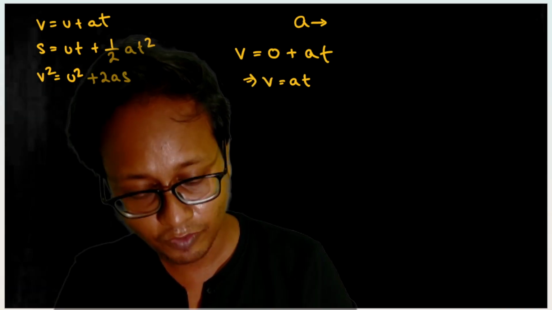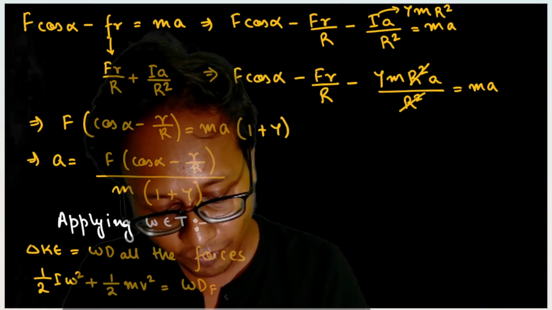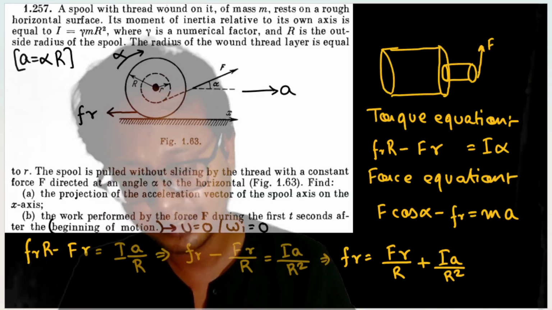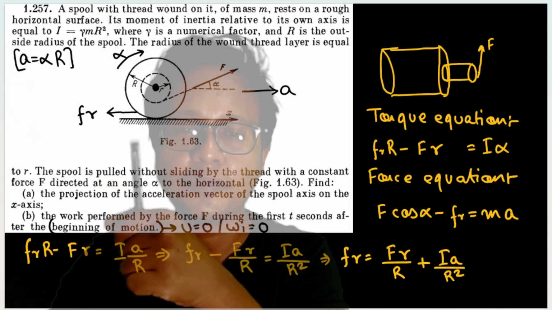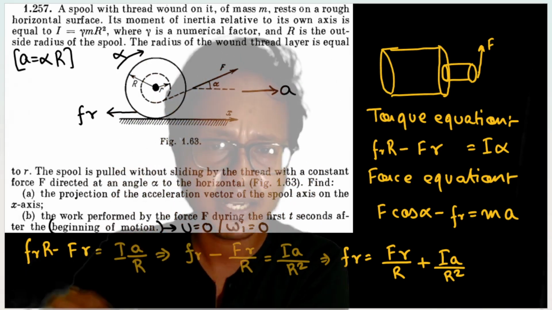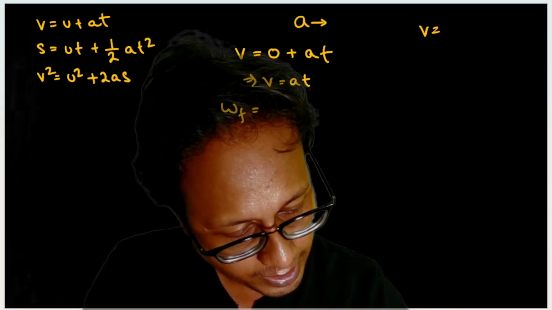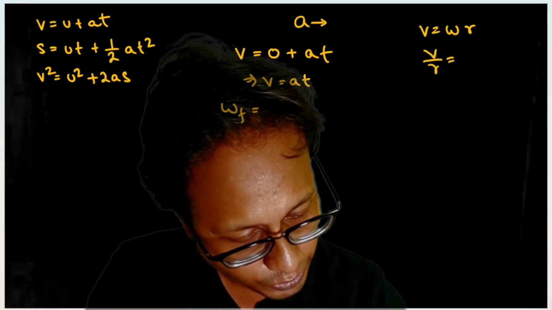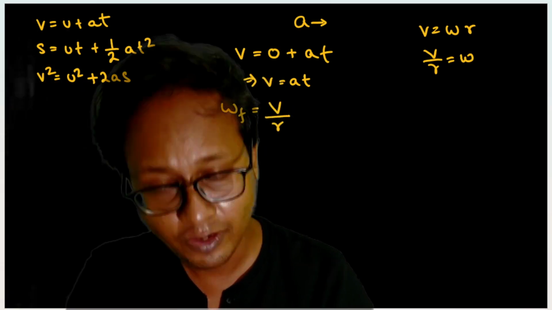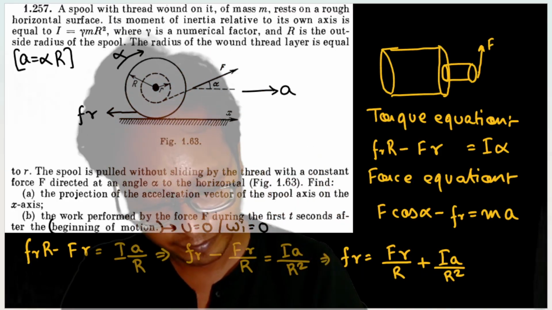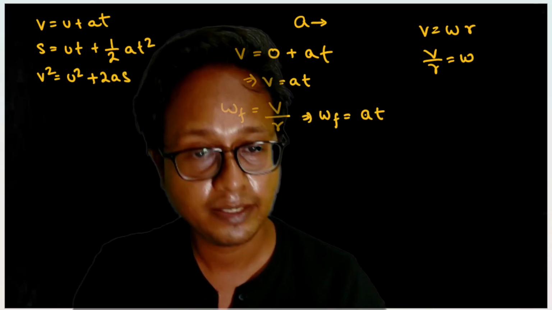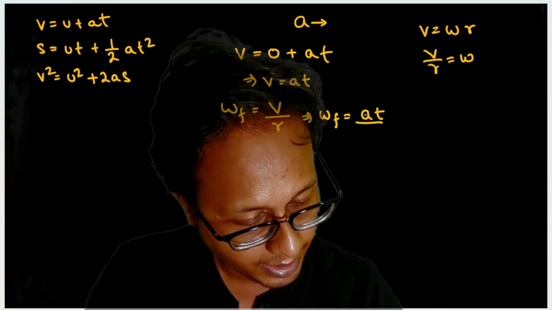Okay, I also need the value of omega. What is the value of omega? Omega final is equal to, or at any point, see, at any point in case of pure rolling, v is equal to omega r, no? So if I know v is equal to omega r, omega is equal to v by r. So omega final is nothing but velocity by r. What is the value of r? The value of R out here is nothing but capital R. So omega final is nothing but at divided by capital R.